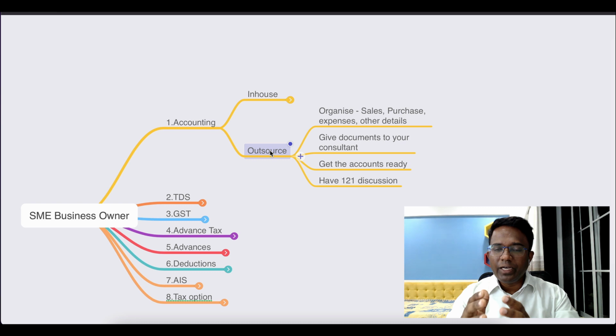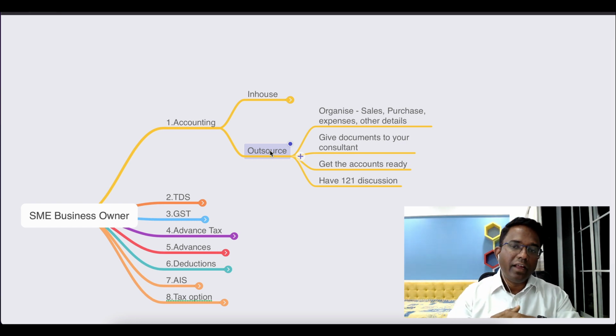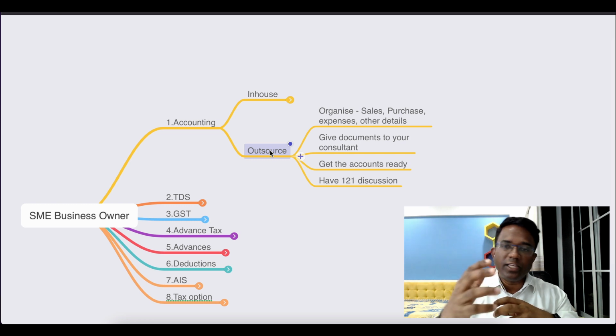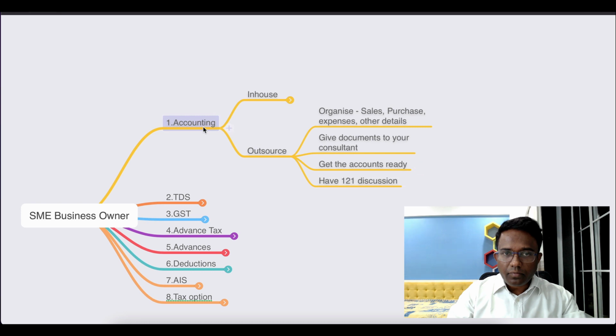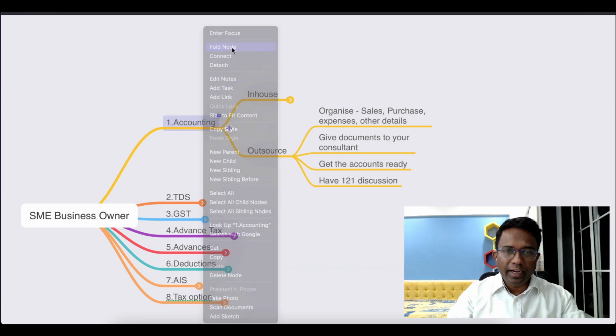So in that case you need to organize your sale, purchase, expense, other major transaction details and give all your documents to your consultant. Get the accounts ready at least till 31st of December or 31st of January, so that you will get the right insights out of your own accounts and you will be able to plan your taxes. And then the last one is to have a discussion with your consultant in order to plan your taxes. So this is the first part, that is accounting and accounts.